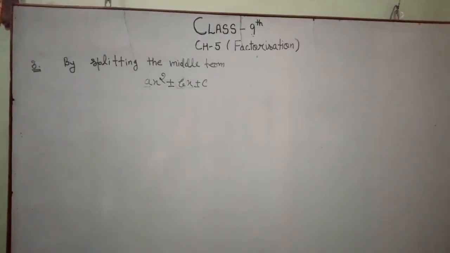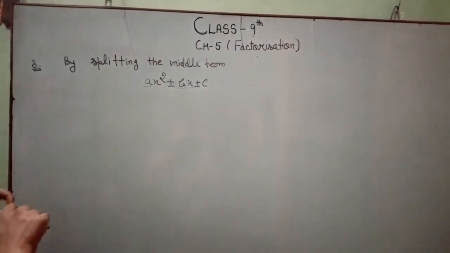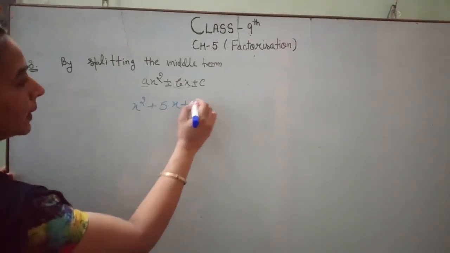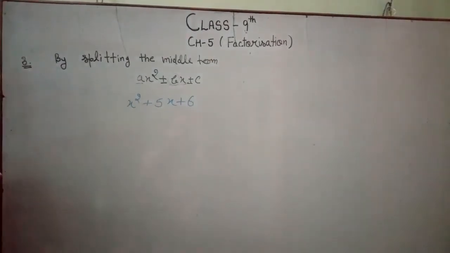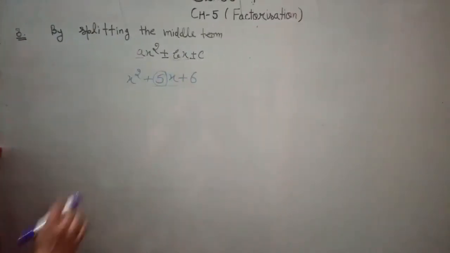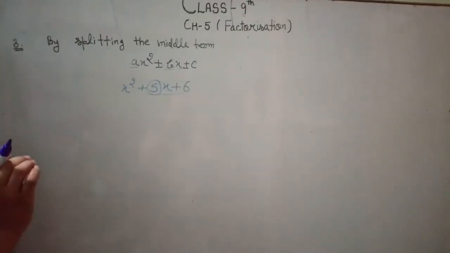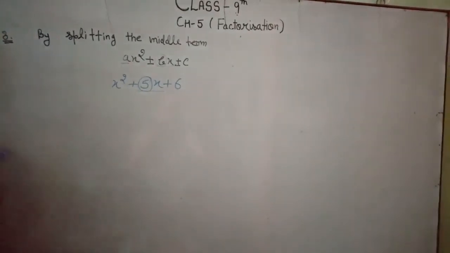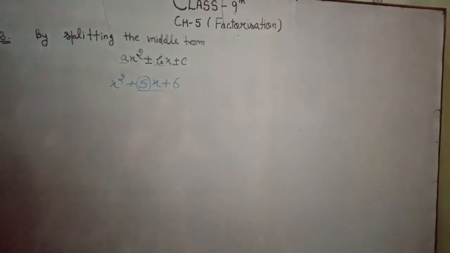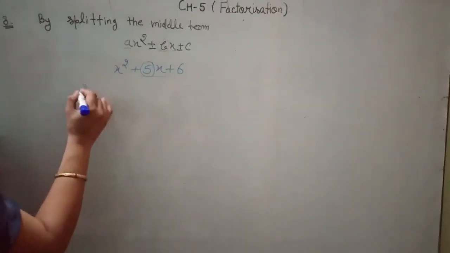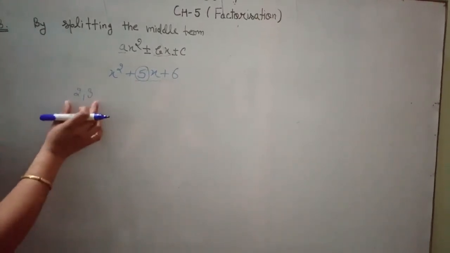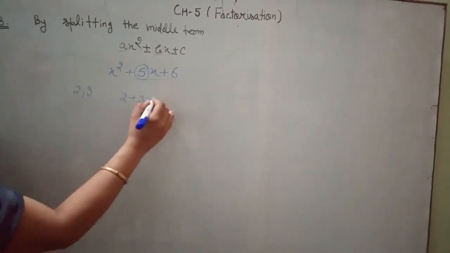For example, we have an expression of this type, x square plus 5x plus 6. This is a trinomial. Then the middle term is this. Coefficient of x is 5. First we split 5 into 2 parts such that the sum of the 2 parts is equal to 5. Then we take 2 and 3. Split 5 into 2 parts, 2 and 3. Sum of the 2 parts, 2 plus 3, equal to 5.